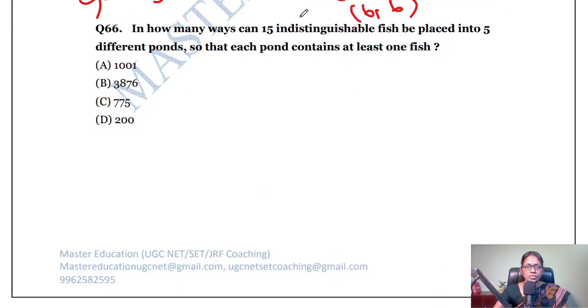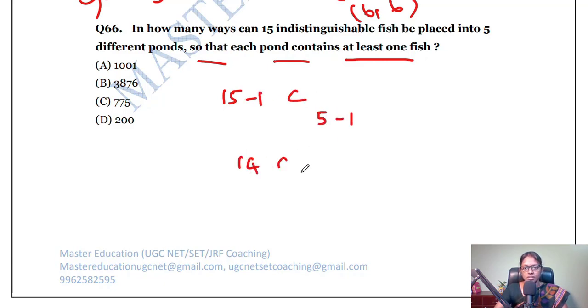The next question is, in how many ways can 15 indistinguishable fish be placed into 5 different ponds? For that what we are doing is 15C5. But here they ask that each pond contains at least one fish. So each pond already has one fish. So 15 minus 1 C 5 minus 1, so 14C4.